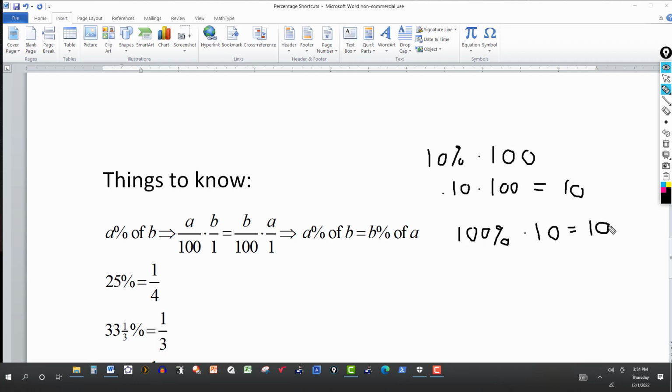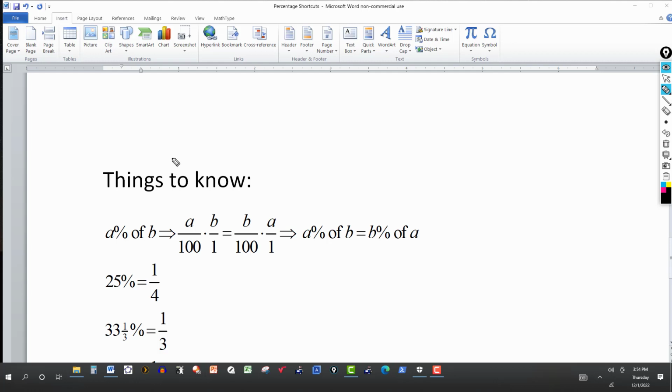Get the same answer. Now if I write this as a decimal, I would drop the percent sign and move the decimal over 2 places. That would give me 1. 1 times 10 is 10. So one technique you can use is you can switch the order of these. We'll look at this in the problems when we get to them.